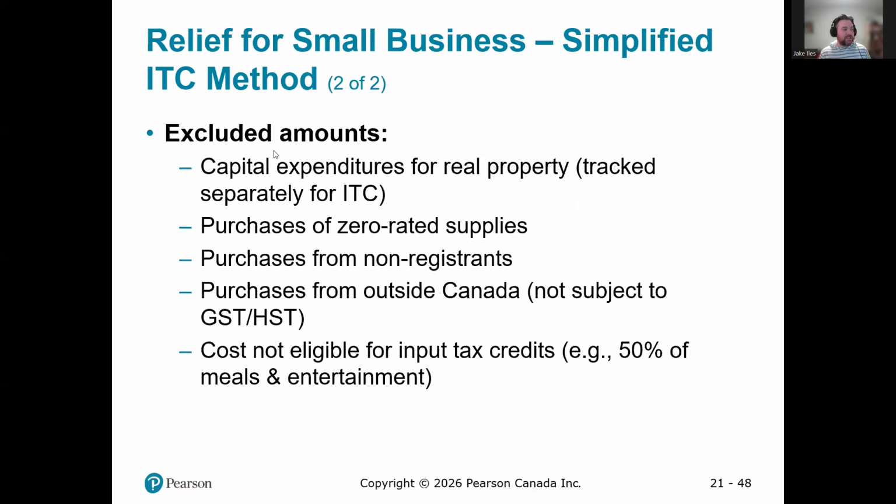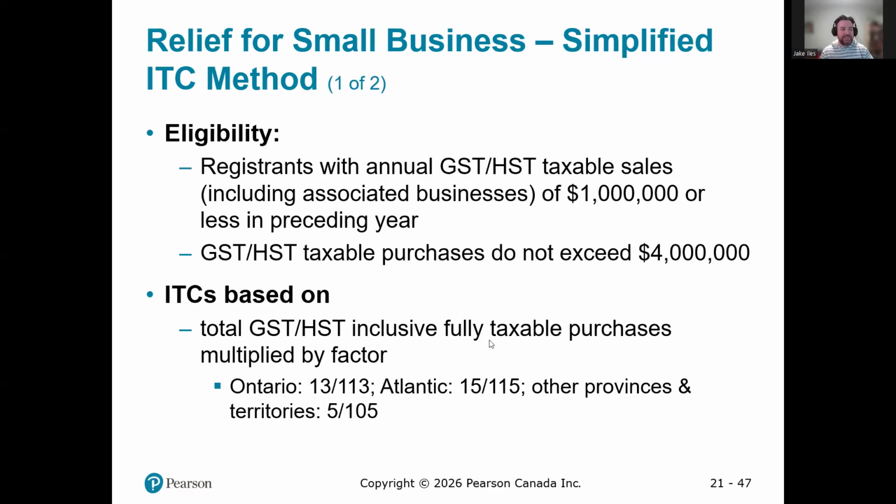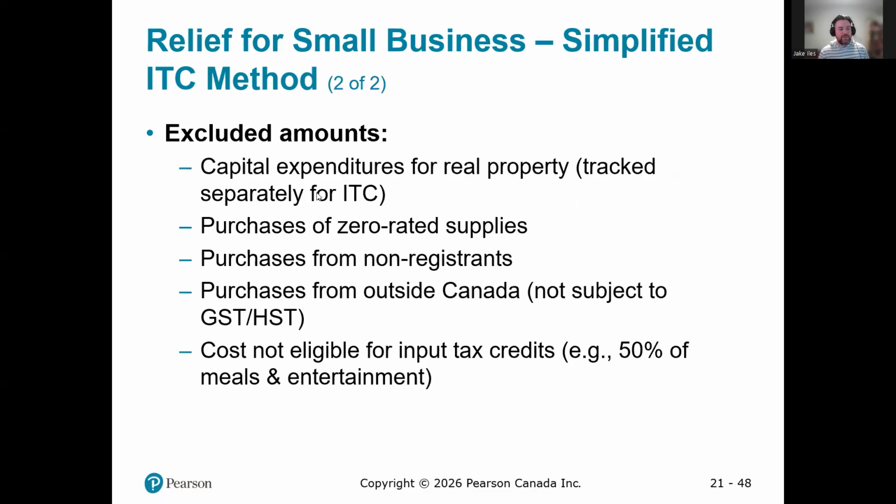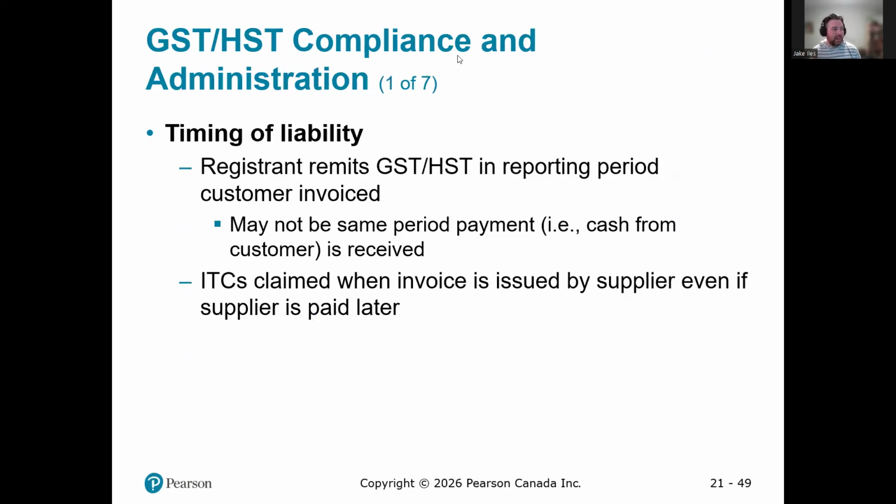It has a lot of exclusions: capital expenditures for real properties, any purchases that are zero rated, outside Canada, non-registrant. So we're not going to give you a question that has a bunch of fully taxable purchases plus a bunch of exclusions. For that reason, we don't focus too much on having you do the simplified ITC method. It's at this point easier to just do the regular method when you have the expenses outlined for you anyway. To go into the sales tax compliance and administration, the timing of the liability.